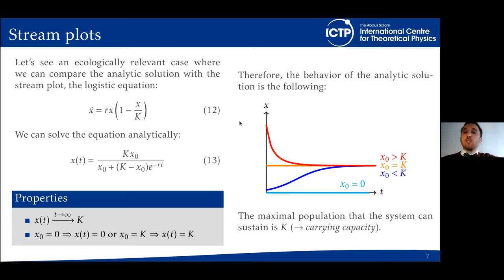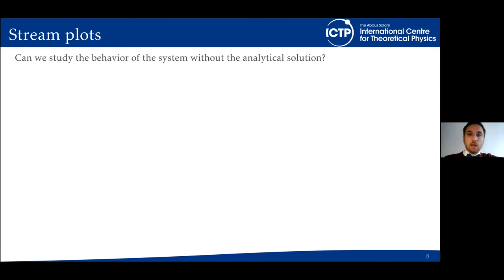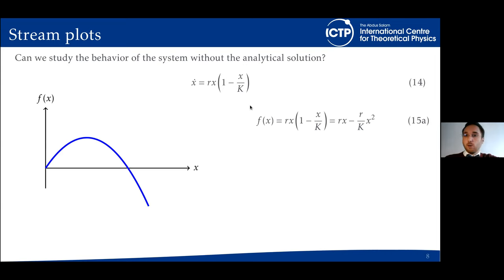Let's see if we could understand this general behavior already from the stream plot. Again, this is our equation. The nonlinear function that describes the system now is simply a parabola, and so we can draw it. Of course, here I am not considering the negative part of the state space, simply because this variable represents a population, so it makes sense only when it is non-negative. So this is the aspect of this function. We see immediately that we have two equilibria, indeed, zero and k.